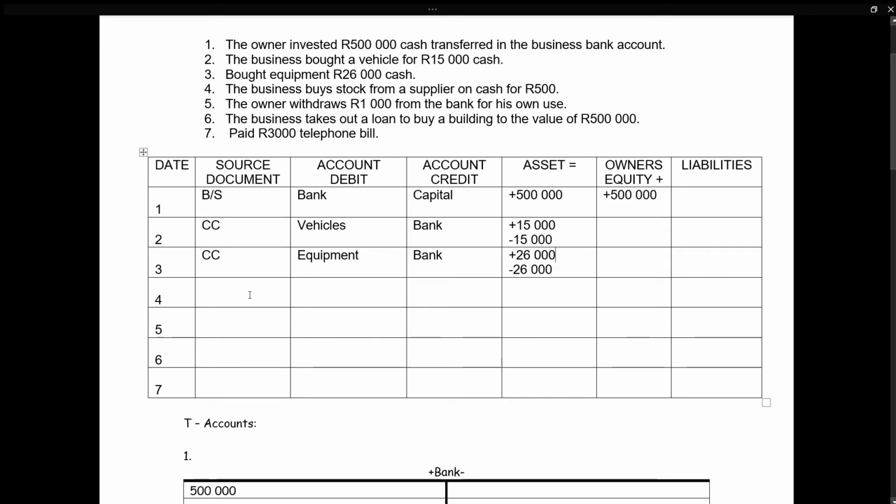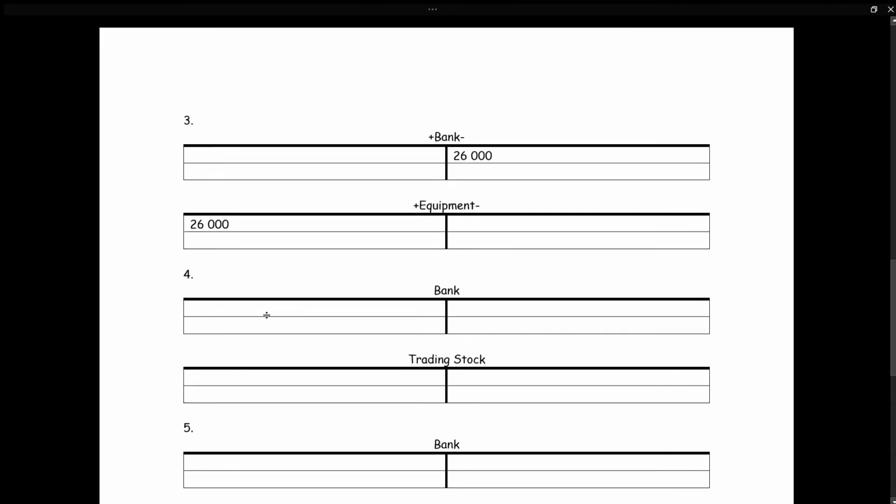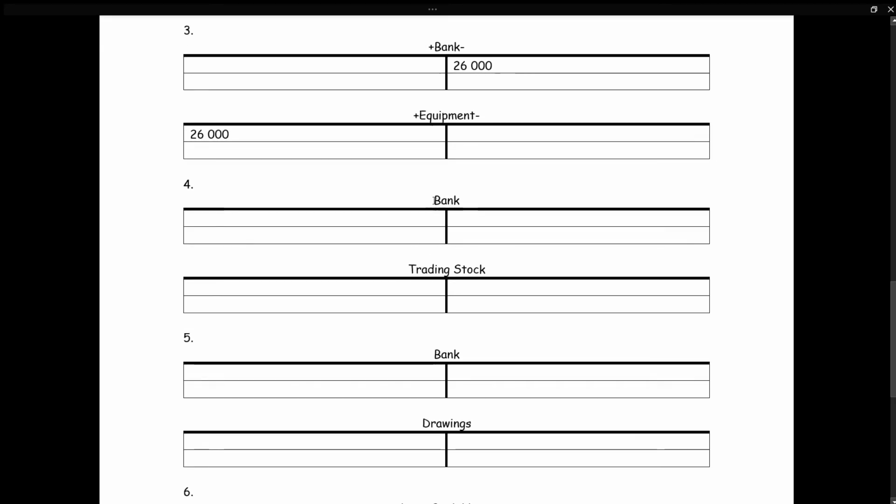Right, number 4. The business buys stock from a supplier on cash for 500 Rand. Right, so two accounts, bank and trading stock. You've not done a lot of this. You don't work with trading stock in grade 8 really, because you work with a service business, but essentially it's going to look exactly the same as the previous two transactions.